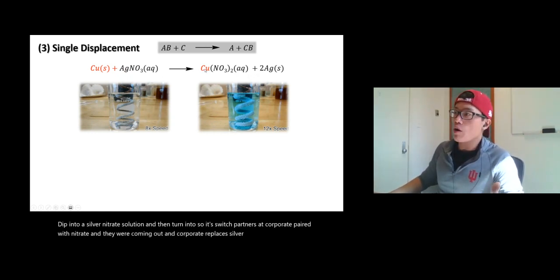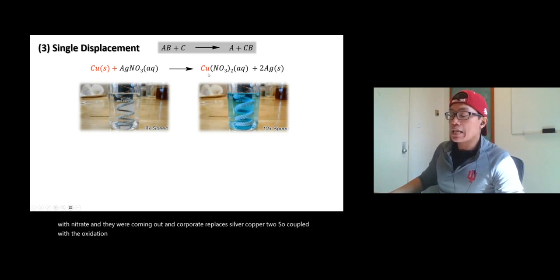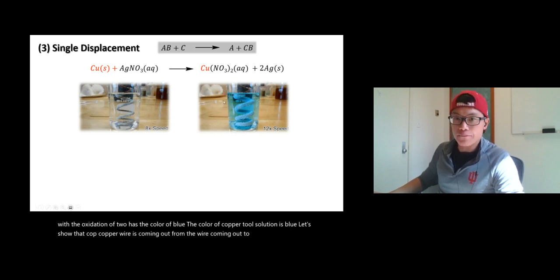Copper 2, so copper with the oxidation number of +2, has a color of blue. The color of copper 2 solution is blue. That shows that copper is coming out from the wire and going into the solution. You see the solution is blue right there.